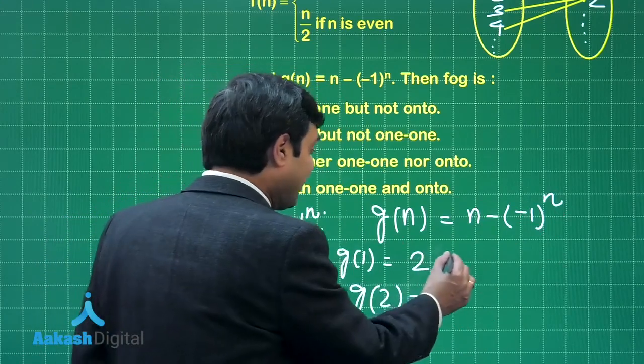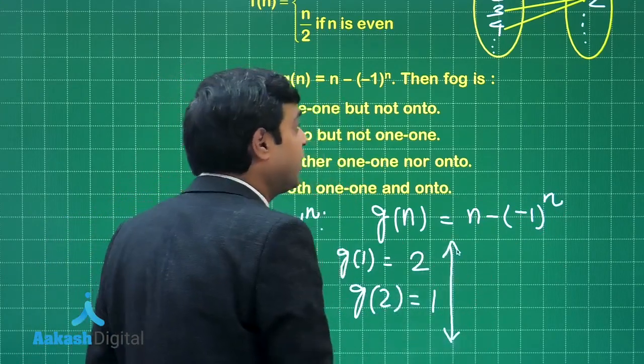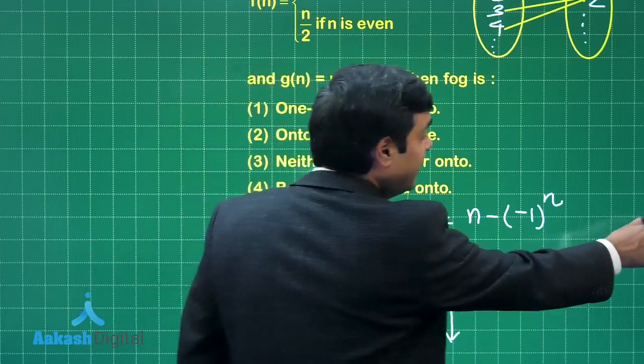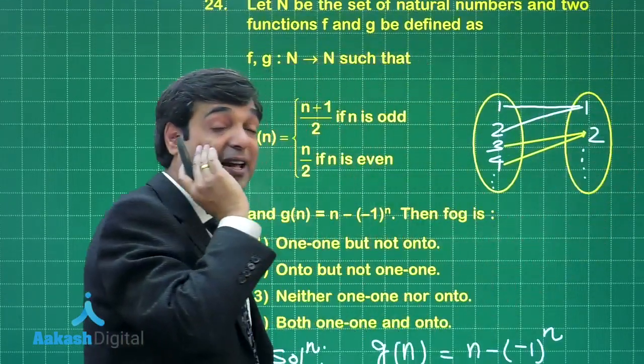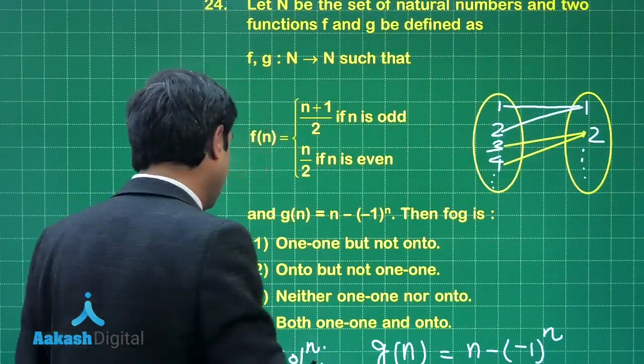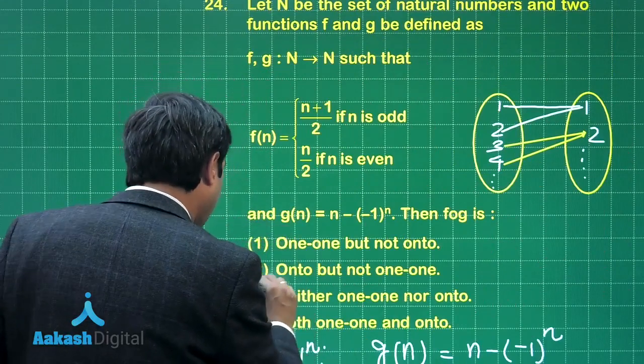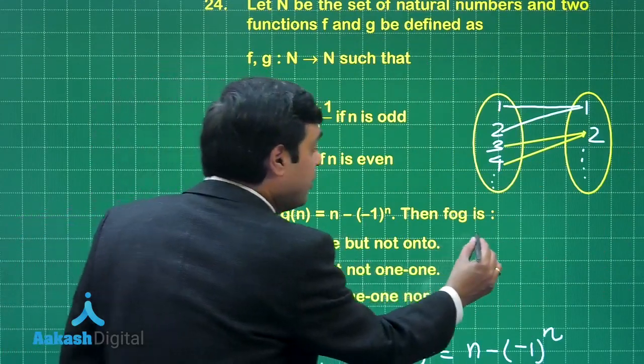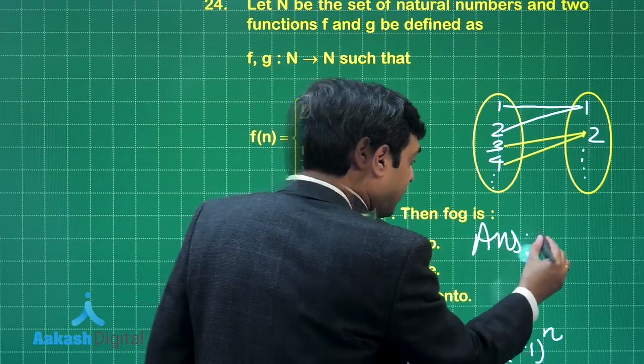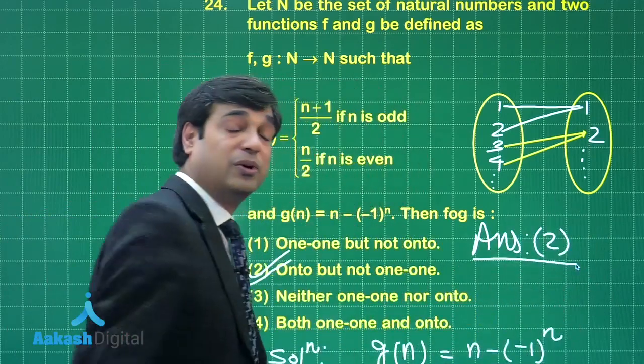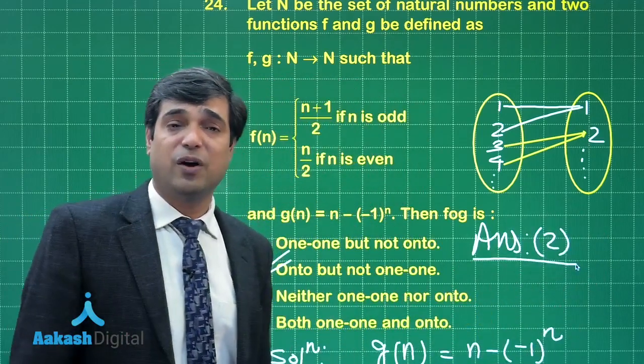So, you can see it is going to follow all the values of natural numbers, and when you put these values here in f, you will be getting the function is onto but not 1-1. So, clearly the required one is onto but not 1-1. So, the correct answer is option number 2. I am sure this part is clear. Let us move on to the next question.